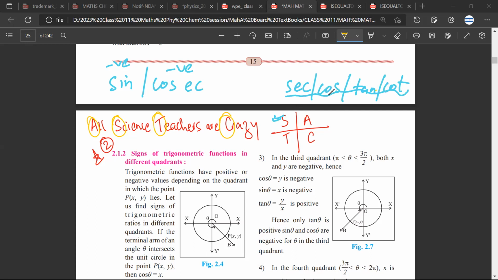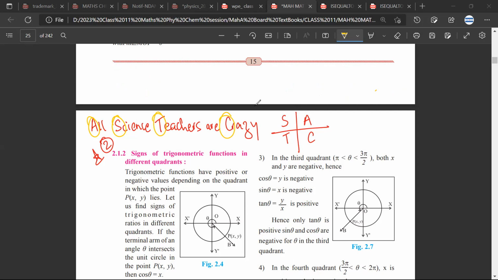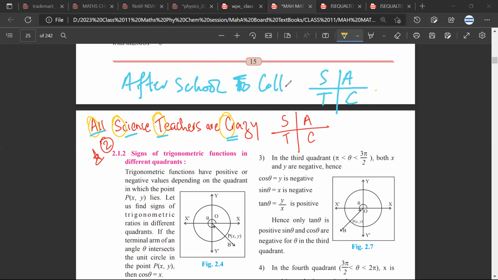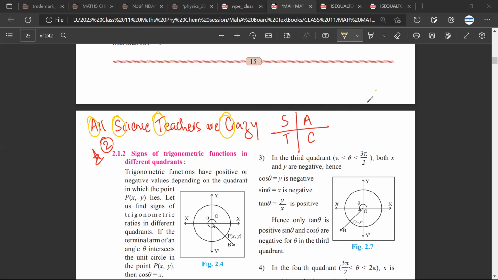We'll also understand the meaning of this mnemonic: All Science Teachers Are Crazy. And if you don't like this, another one is After School To College. So we'll understand these two mnemonics. What do they mean?